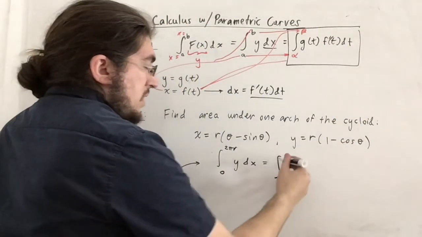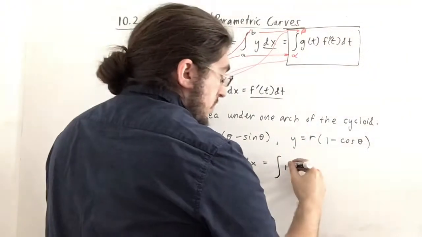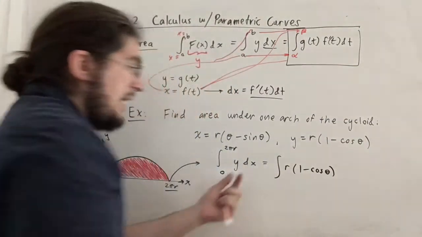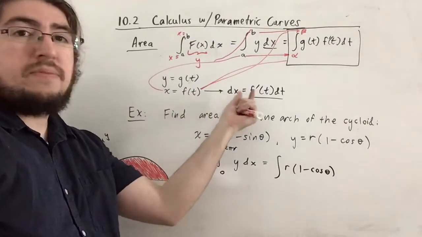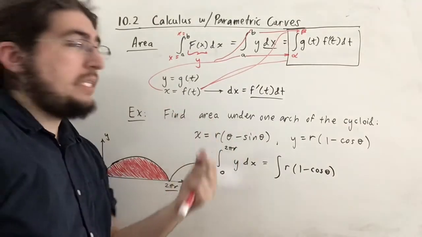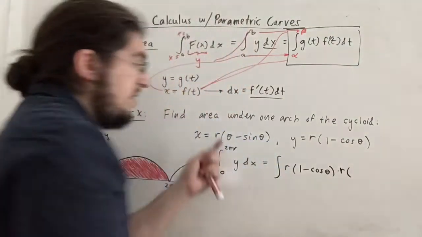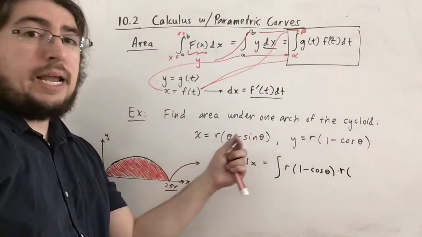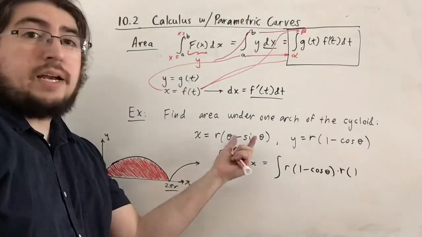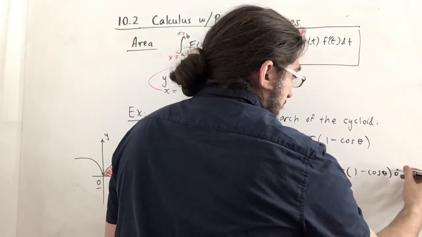So we have to change the limits, so I'll do that in due time. But the y dx, y is just this, r times 1 minus cosine of theta. And dx, remember, is f prime of t dt. So it's going to be the derivative of this with respect to theta and then d theta. Now notice, r is just a constant here, so r will stay the same. Derivative of theta minus sine, derivative of theta is just 1 with respect to the variable theta. Derivative of sine is cosine, sine stays the same. And then we get our d theta.